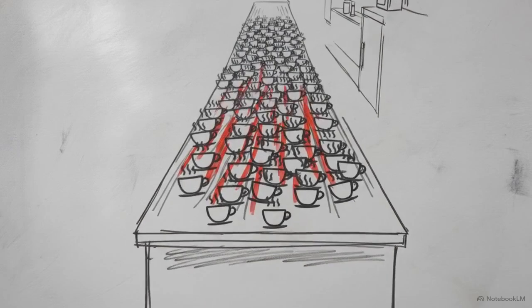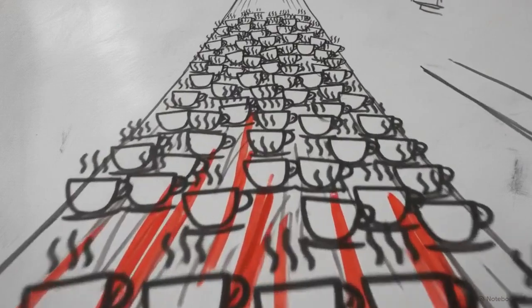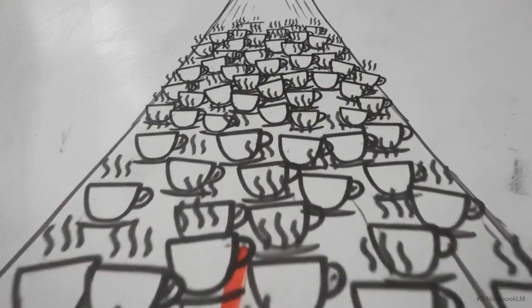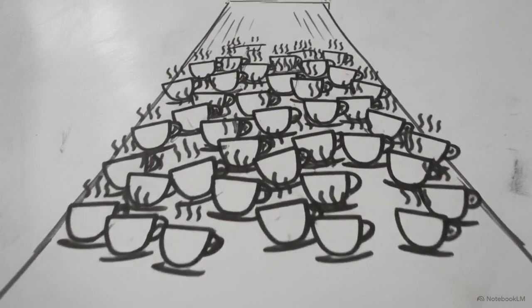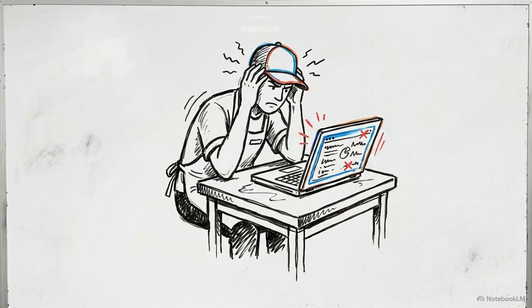Picture this. You've just inherited a massive, sprawling chain of coffee shops. The doors open, and suddenly thousands of customers are rushing in, ordering lattes, cappuccinos, and cold brews. Your registers are ringing up millions of transactions, and your staff schedules are packed. But when you sit down to figure out if the business is profitable, you hit a wall.